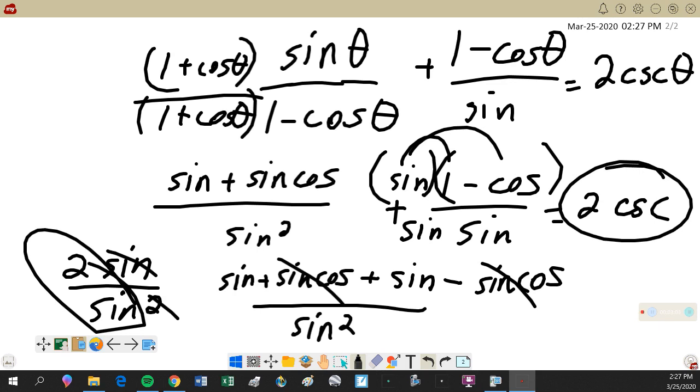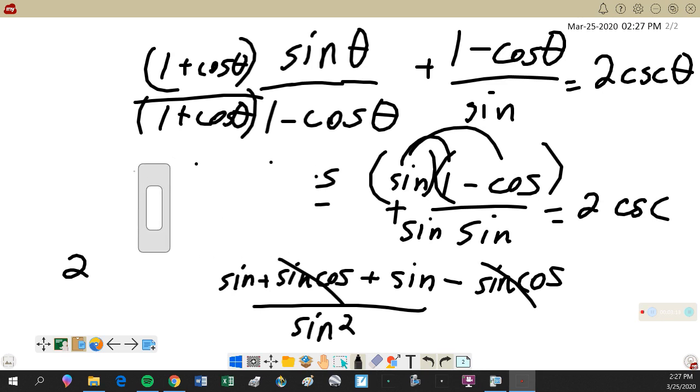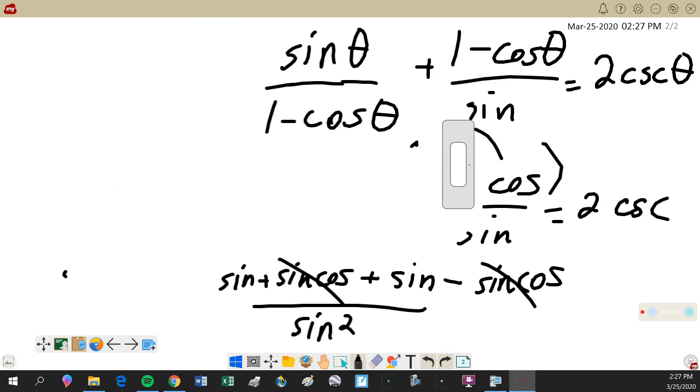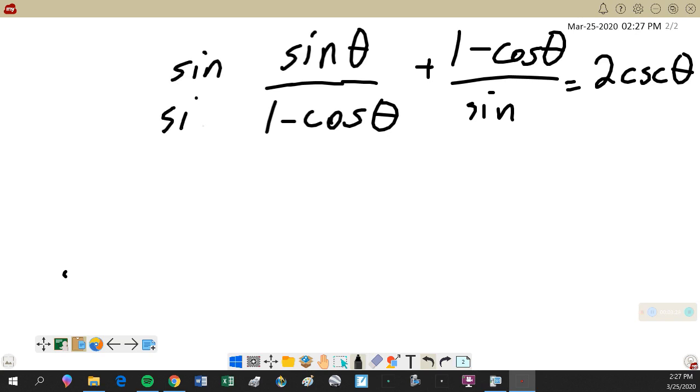Well, I ended up using common denominators anyway, so I'm not sure what would happen if I tried common denominators. That's too slow. Let me just see if there's a quick solution using common denominators. It may or may not work. So this side would need a sine over sine, and this side would need a 1 minus cosine over 1 minus cosine.